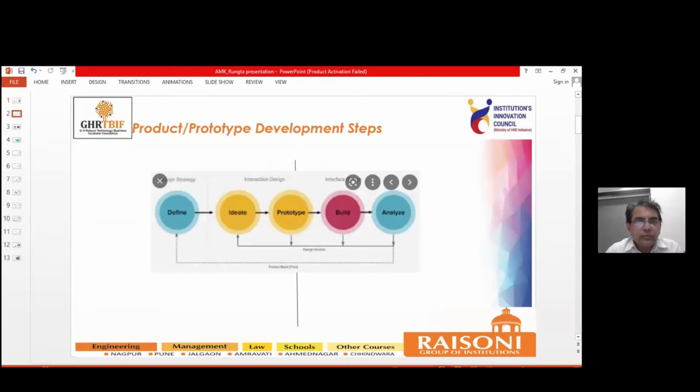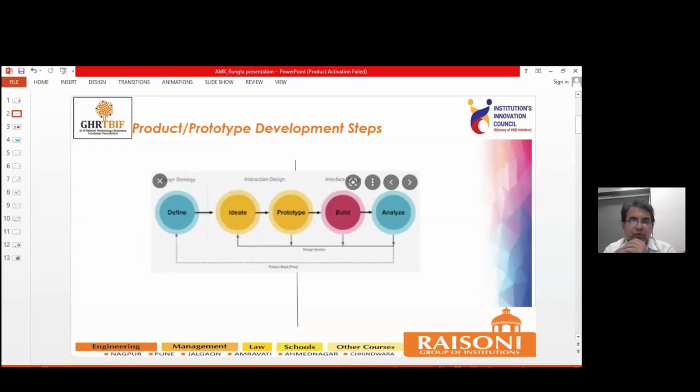Now, coming to product development, I just tried to summarize the different steps involved in product design, or prototype design or development, in one single slide. You can see the steps here, which are very important for everybody to understand, so that they can implement these steps during their product development, during their prototype development, or rather finally it will convert into a good startup. Okay, what are those steps?